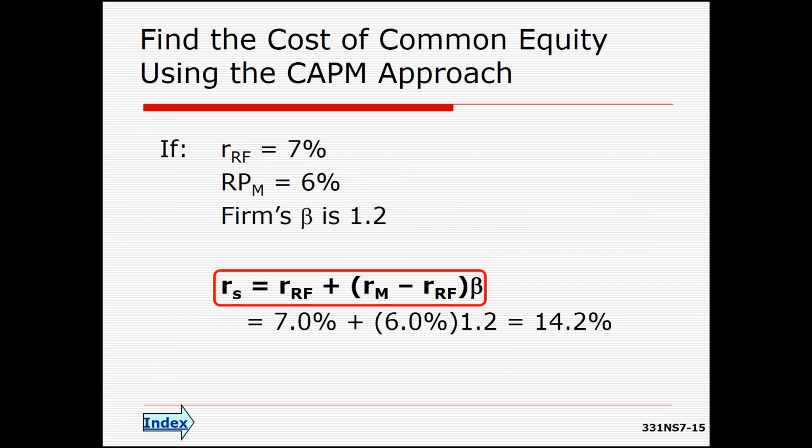For Coleman, the data was given. 7% risk-free rate, 6% market risk premium, 1.2 beta. Substituted, we find a cost of equity, 14.2%.